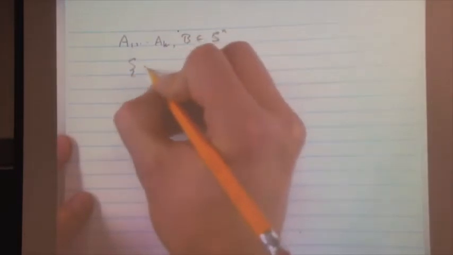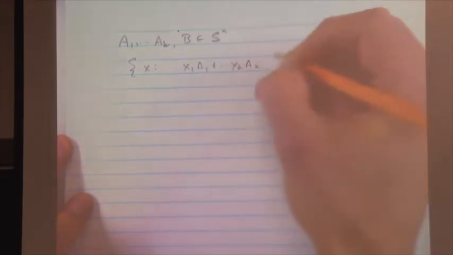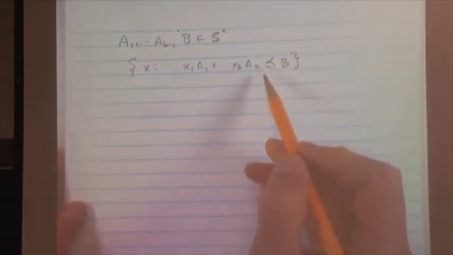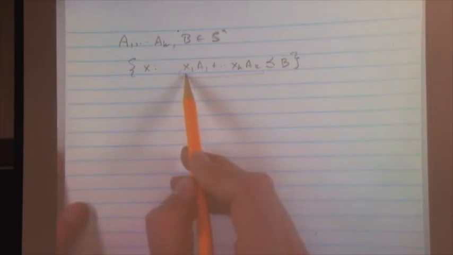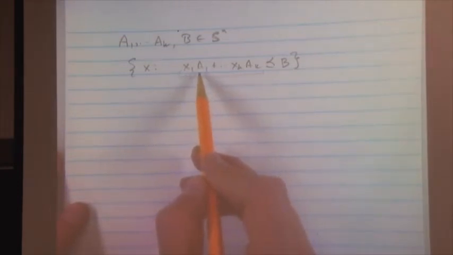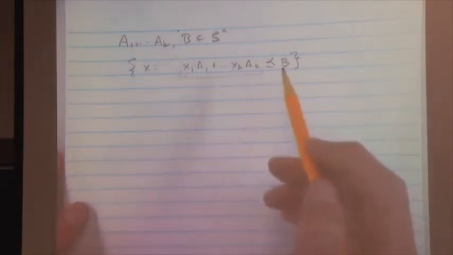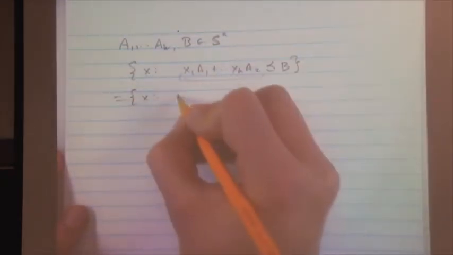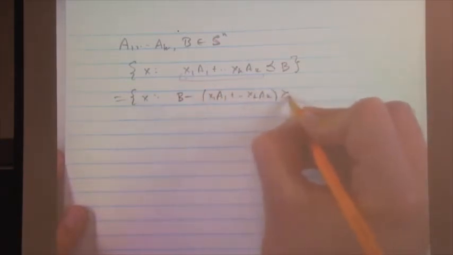then the set of all x such that x1 A1 plus through xk AK is less than or equal to B. Remember, this actually means that B minus this sum of matrices, where x1 times the matrix A1 means I'm just scaling every element of A1 by the amount x1, so B minus this matrix is positive semi-definite. That's what that means. Just to be super clear, that's what we mean by this notation: B minus x1 A1 plus through xk AK is positive semi-definite.